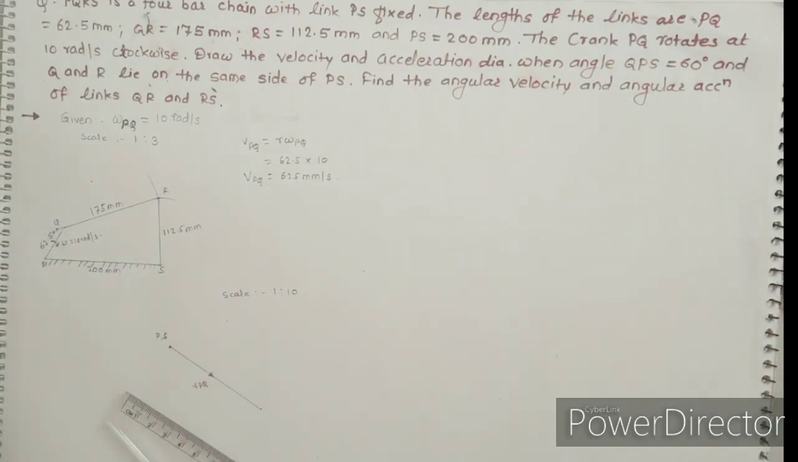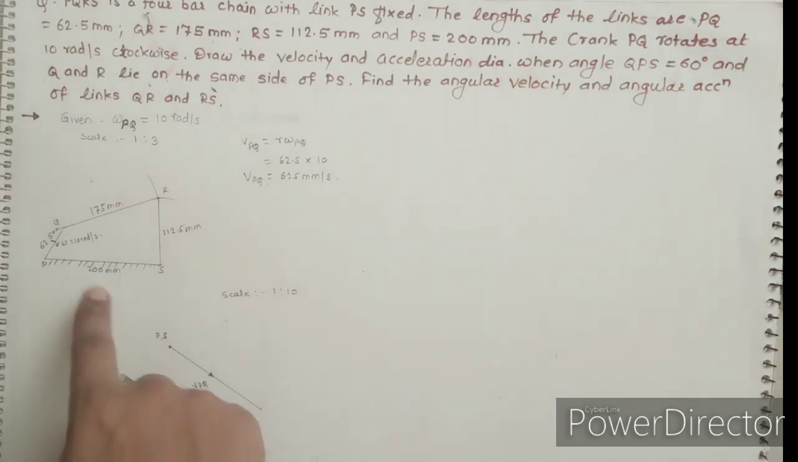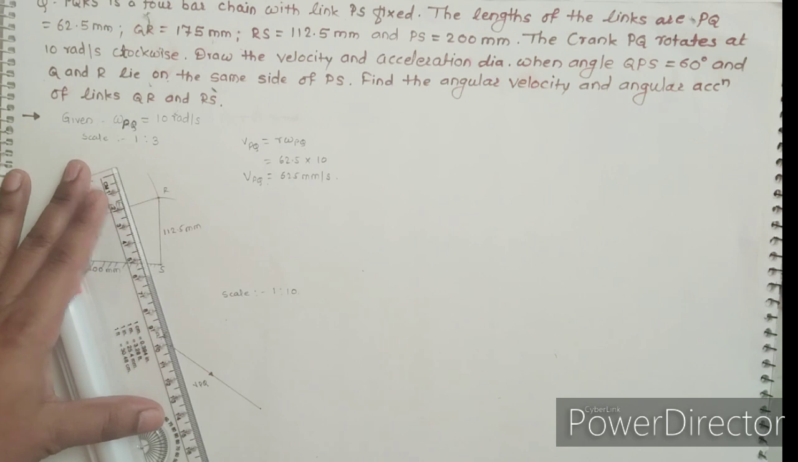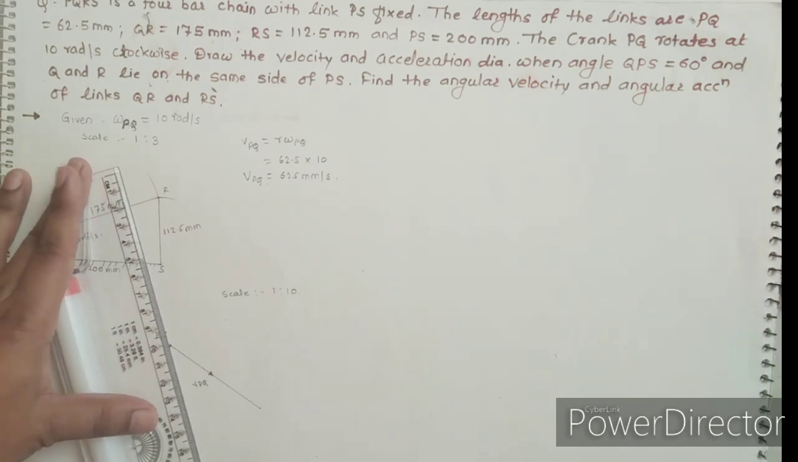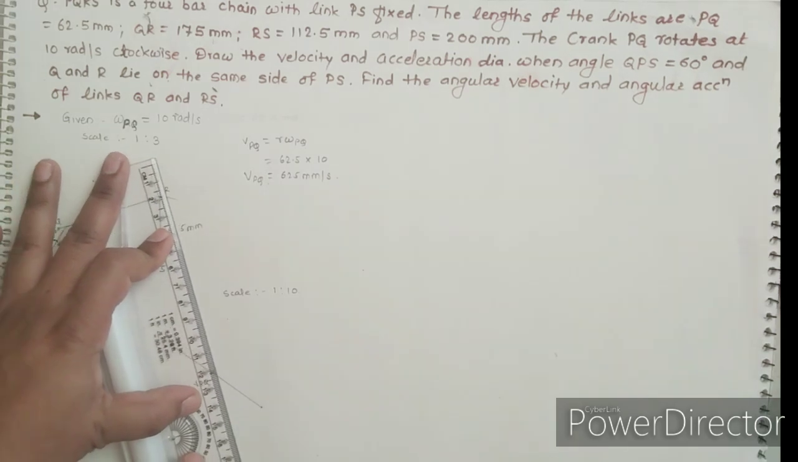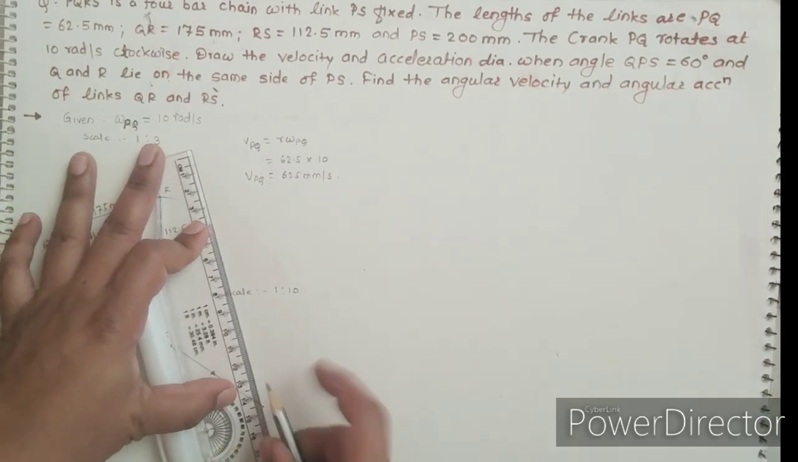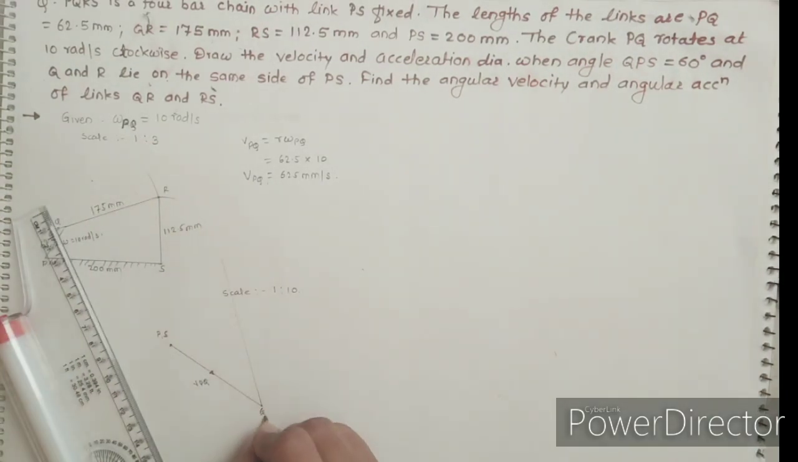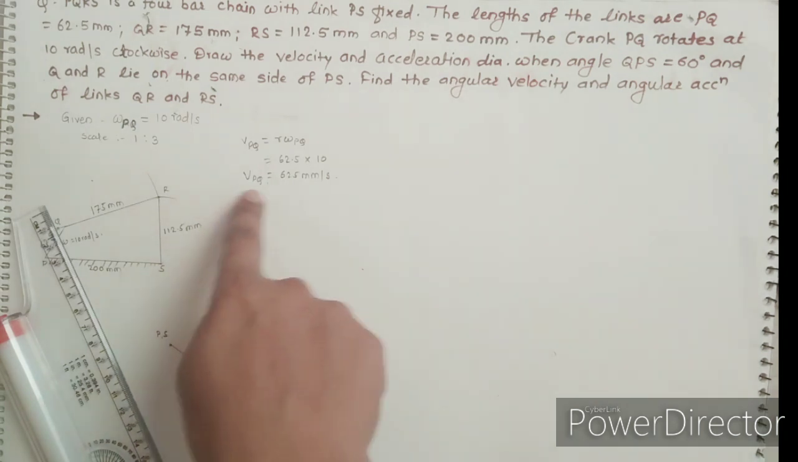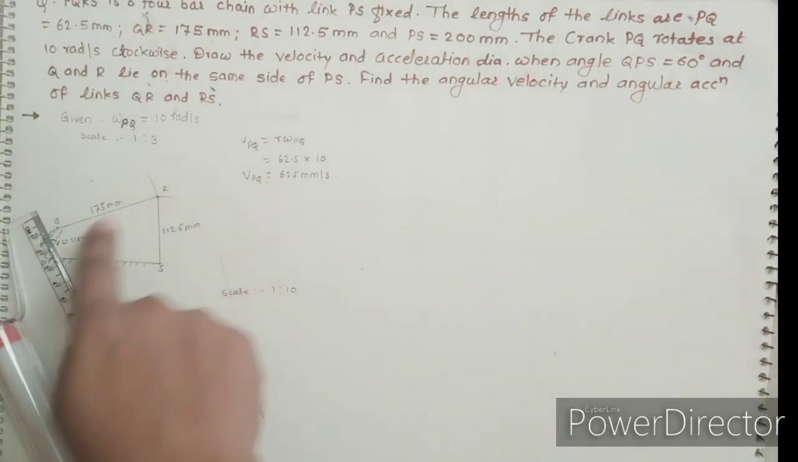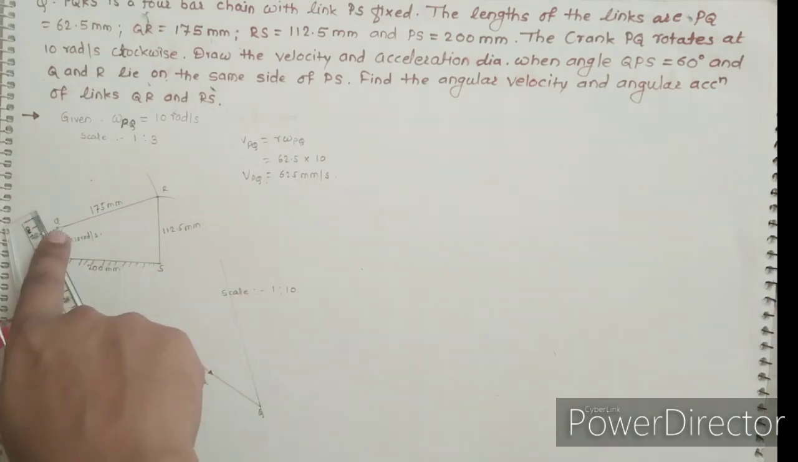Now next is QR. You have to draw a perpendicular line to QR, because this is the Q point. From Q I am drawing the line to QR. As I don't have a QR velocity like PQ, I just draw the line.